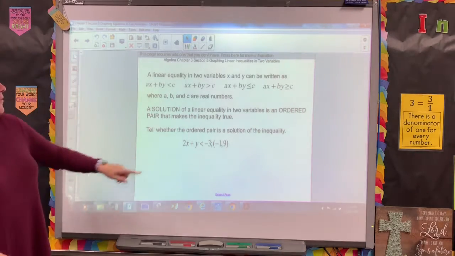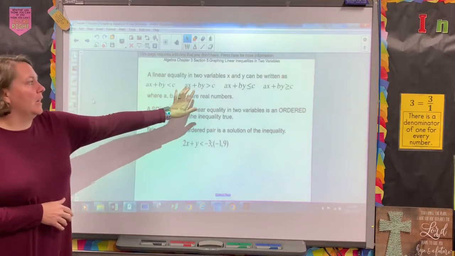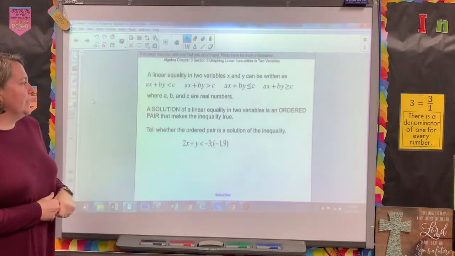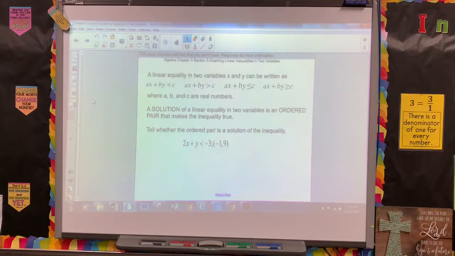A linear inequality in two variables can be written like this, like this, like that. A, B, and C are real numbers. The solution of a linear inequality in two variables is an ordered pair that makes the inequality true. So you substitute the x value for the x, substitute the y value for the y, and if it makes a true statement, then you're good.